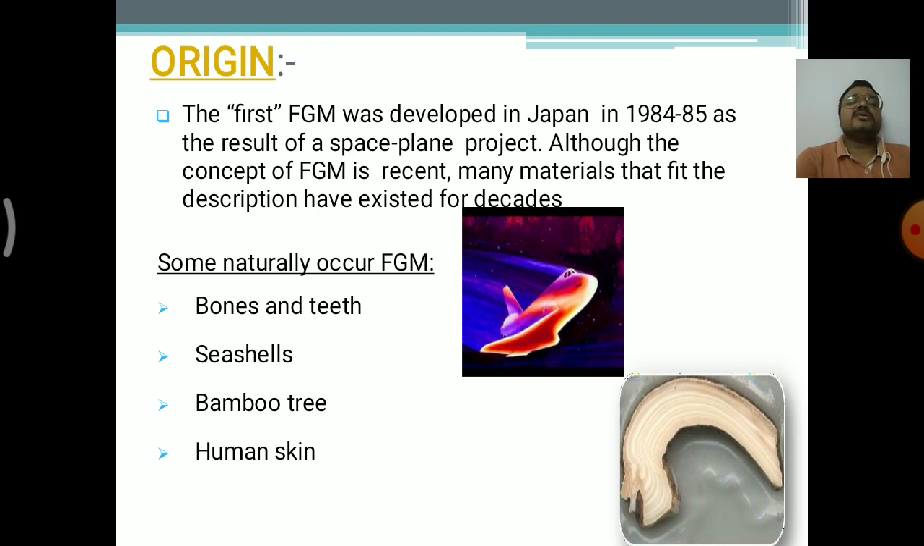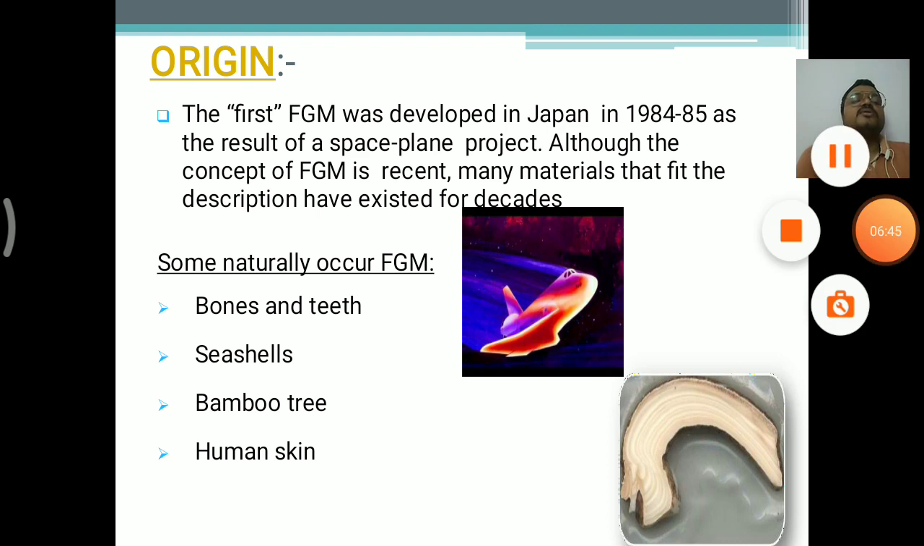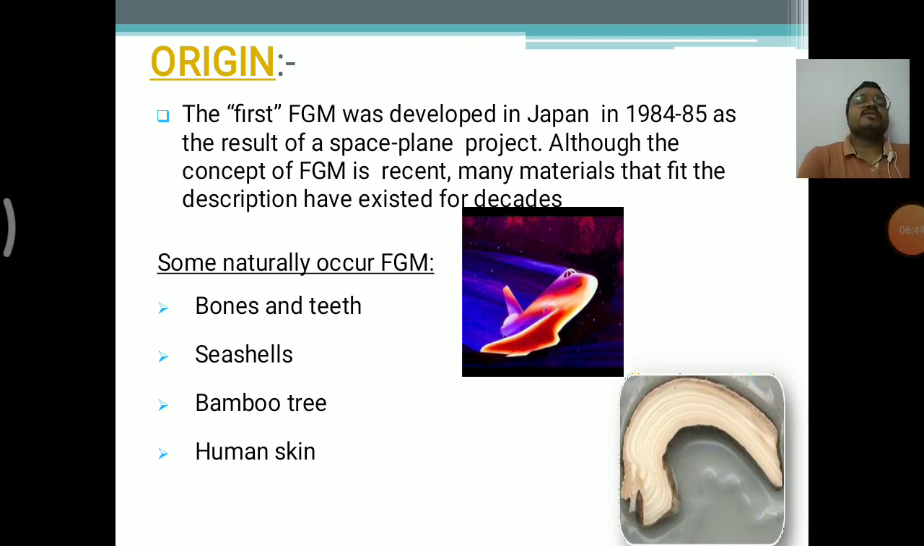So next one is the origin, where we can firstly find the FGMs. The first FGM was developed in Japan in 1984-85 as the result of a space plane project.